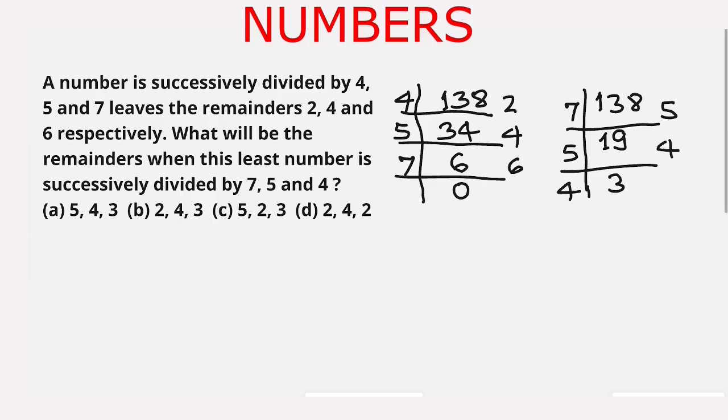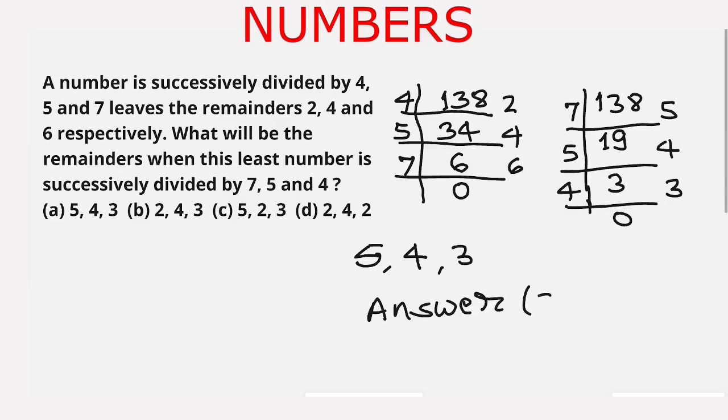Now this 3 when divided by 4, the quotient is 0 and the remainder is 3 itself. So the successive remainders are 5, 4 and 3. And from the given options, our answer is option A, 5, 4, 3. I hope you have understood the method of solving such type of questions. We go to the next question.